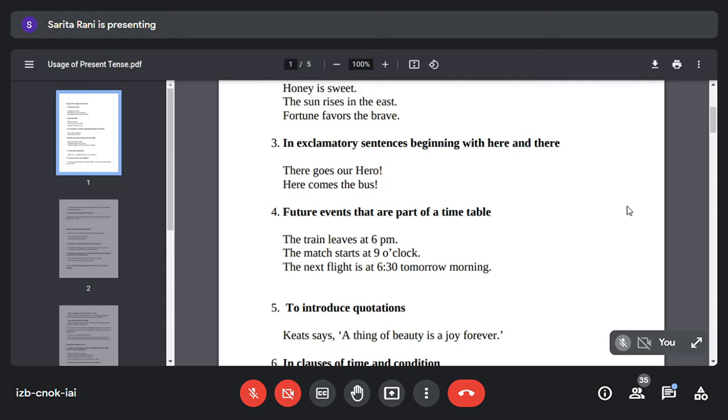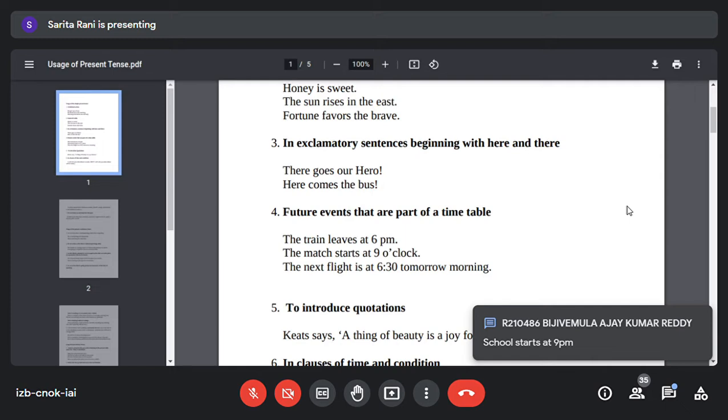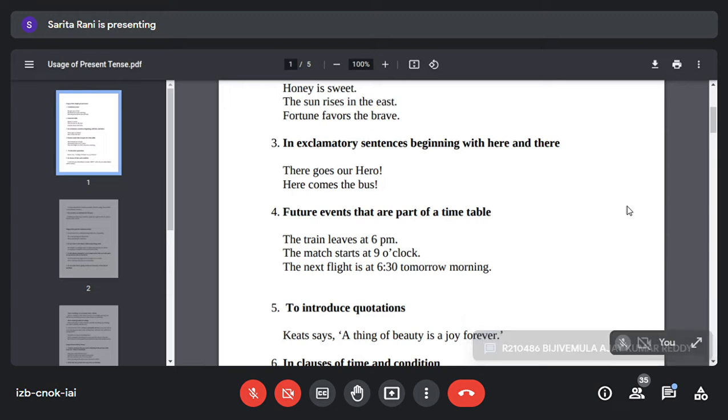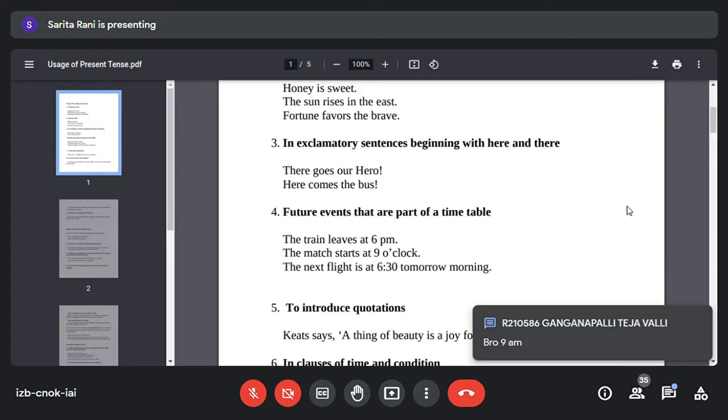Full moon appears twice a month. So this is a universal truth. School starts at 9 p.m. Very good. Sky is blue, water boils. Okay. People around us are red.